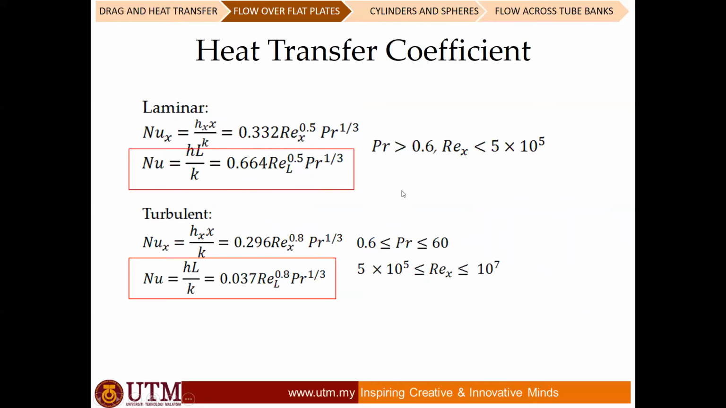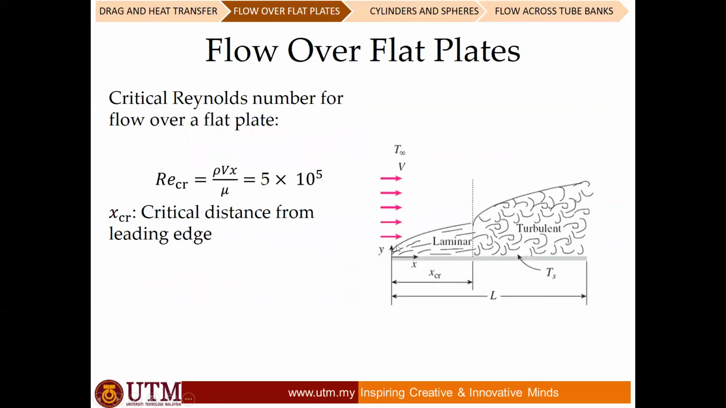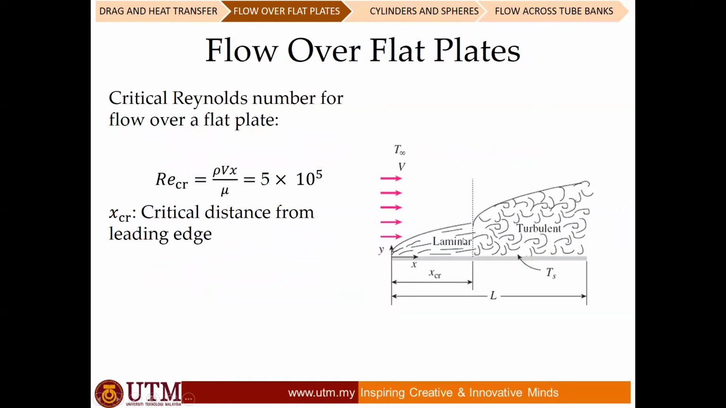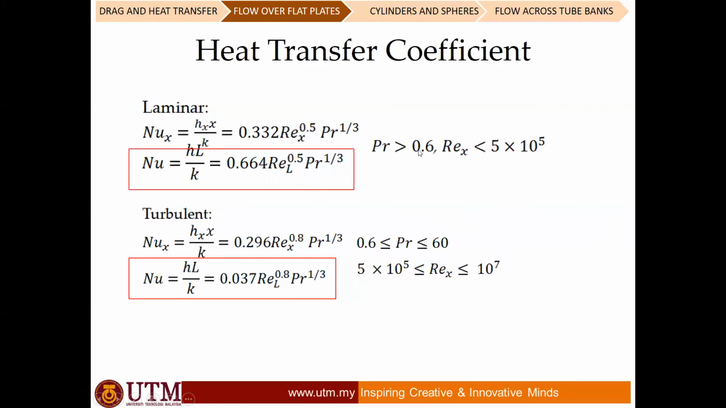Let's say you're calculating based on this one. This is your problem, and you calculate the Reynolds number for this problem, and you get a Reynolds number less than 5 to the power of 5. And then from the surface temperature and ambient temperature, you divide by 2, taking the average temperature, and you find the Prandtl number, and it is larger than 0.6. Then you can use this correlation to find the Nusselt number.